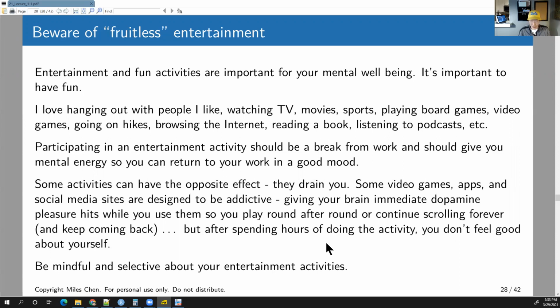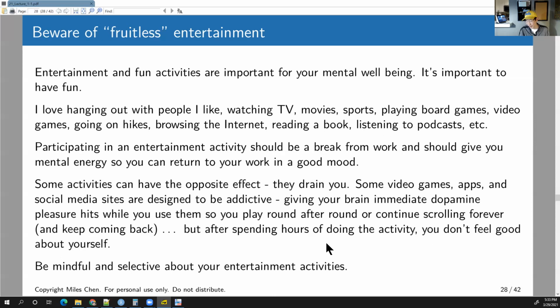But these entertainment activities should be a break from your work. They should recharge you and give you mental energy so you can go back to work and other things in a good mood. But some activities can have the opposite effect, where they end up draining you.